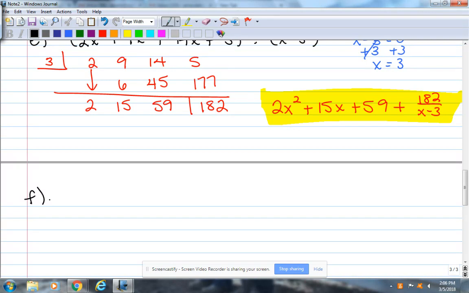All right. Y'all want to see one more? Let's do one more together, and then you guys try it. Okay. It's 4x to the third, my bad, plus x squared minus 3x plus 3, divided by x minus 1. We're going to do synthetic.